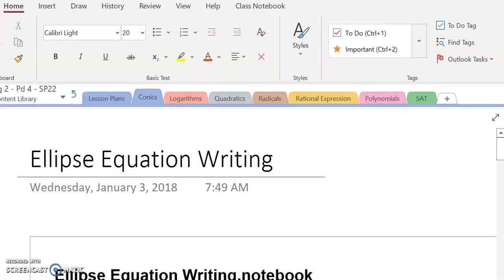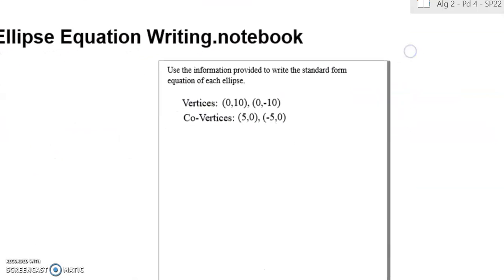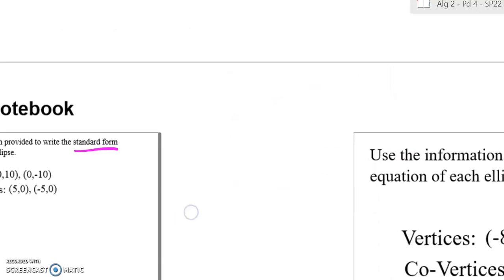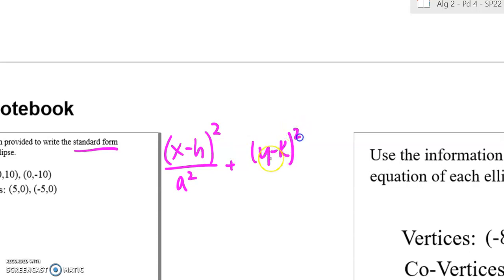For example, I'm taking a vertice and covertices and coming up with the standard form equation of an ellipse. The standard form of an ellipse is x minus h over a squared, plus y minus k over b squared, equals 1. Now, in theory, a and b could be switched depending on which way it stretches, but I always do it so that if it's under the x, it's your a, and under your y is your b.